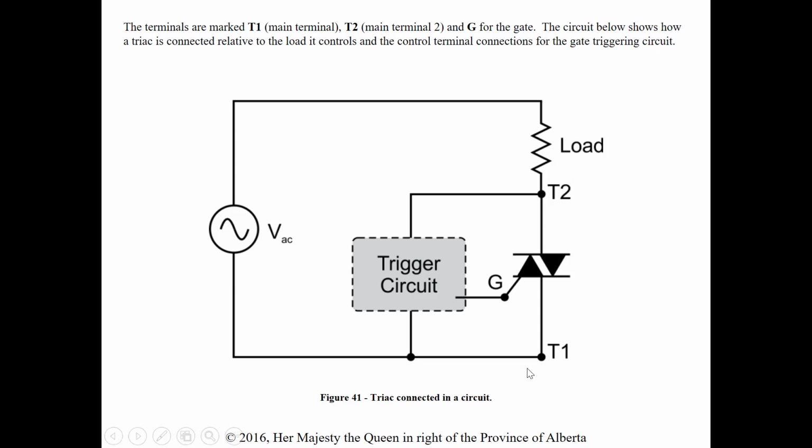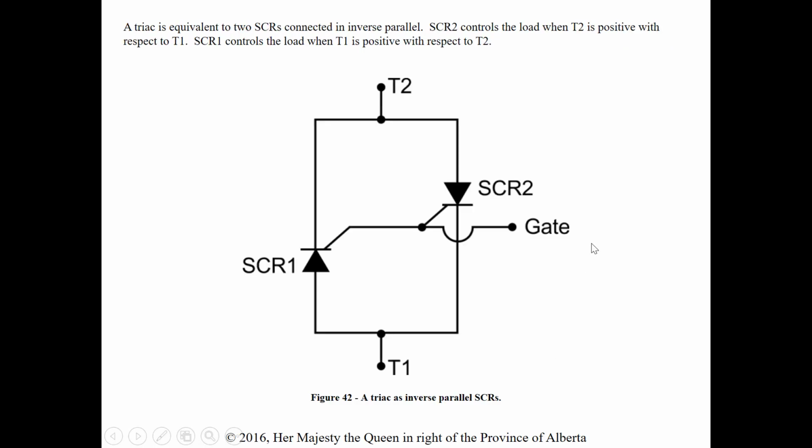Again, here's T2, terminal 1, and then the gate connected to the triggering circuit. So we've got a VAC, an AC supply going to here, and we also have an AC output. A triac is equivalent to 2 SCRs connected in inverse parallel. SCR2 controls the load when T2 is positive with respect to T1. SCR1 controls the load when T1 is positive with respect to T2.